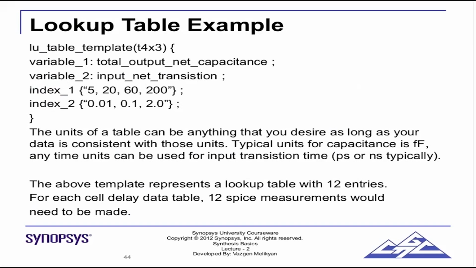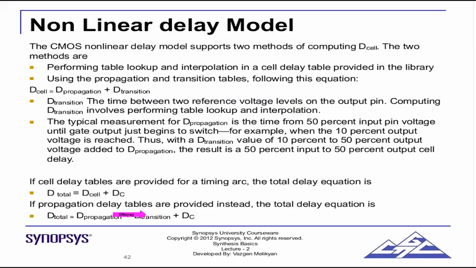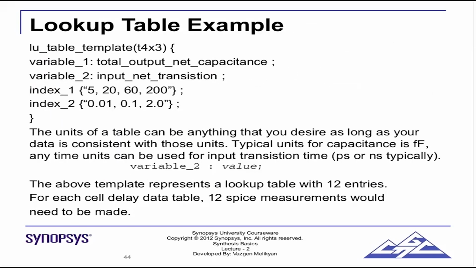Now, this is a two-dimensional lookup table. The format is like this. We say it's T4, this name can be anything. Variable 1 is the total output net capacitance. We are saying that the output delay and output transition both, now we are using this method here. We are using the propagation and transition method, which is most famous. So we are telling the tool that my output delay depends on two things. One is the output net capacitance, other is the input net transition, which is in fact a physical thing.